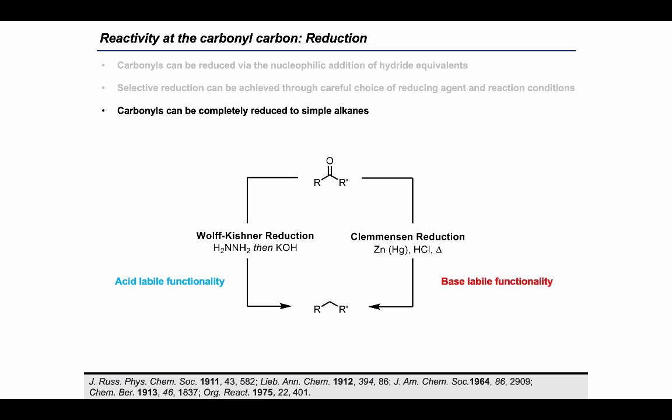If base labile groups are present instead, a complementary approach is the Clemmensen reduction. Here, the aldehyde or ketone is treated with zinc amalgam and hydrochloric acid to form the corresponding alkane. The mechanism of this reaction is not well understood, but has been proposed to involve organozinc or zinc carbenoid intermediates.